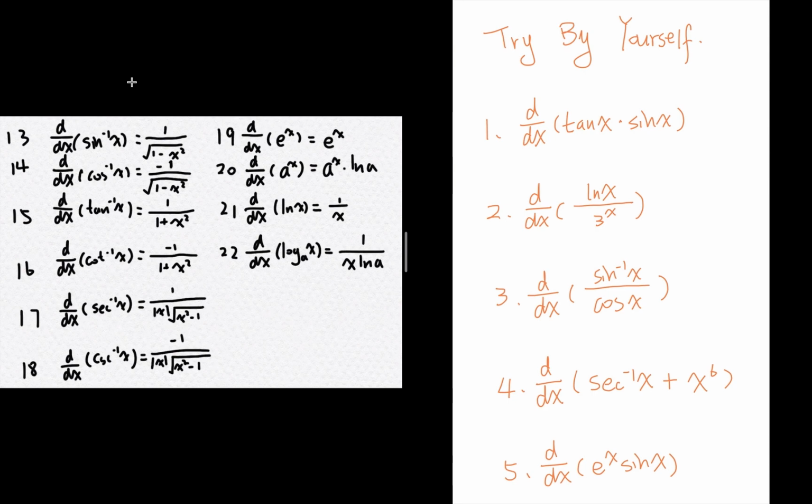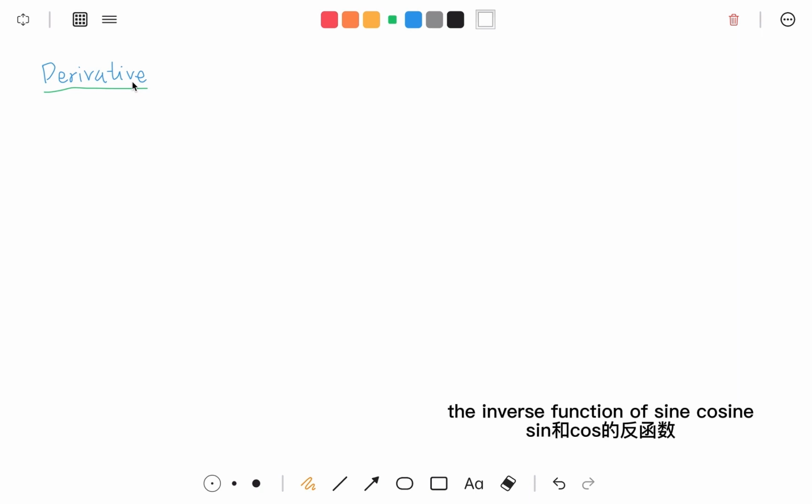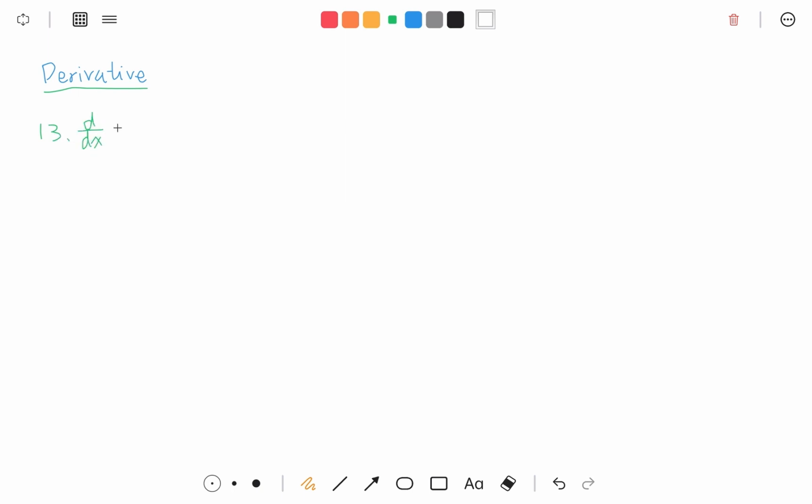The first 6 of the formulas are all inverse functions, and we could also talk about them in groups of 2. Number 13 and 14, the inverse functions of sine and cosine. d/dx arcsin x is equal to 1 over the square root of 1 minus x squared.